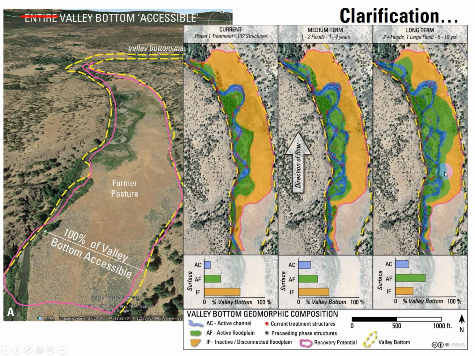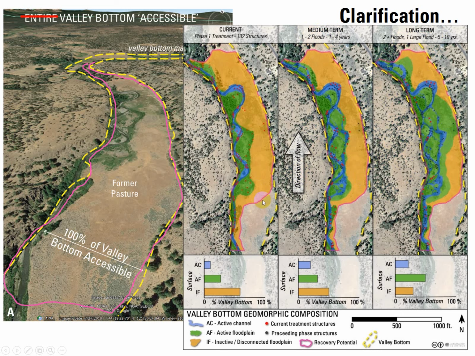What we're seeing here is subsequent treatments through time. This is medium term after 1 to 2 floods, long term after 2 or more regular, typical floods, or a large flood, right? So 5 to 10 years. And it's showing in red a diminishing amount of structure needed to keep pushing that. So that's hinting at the design.